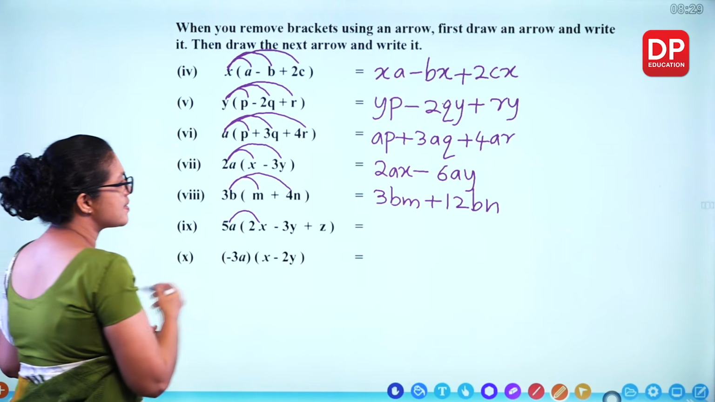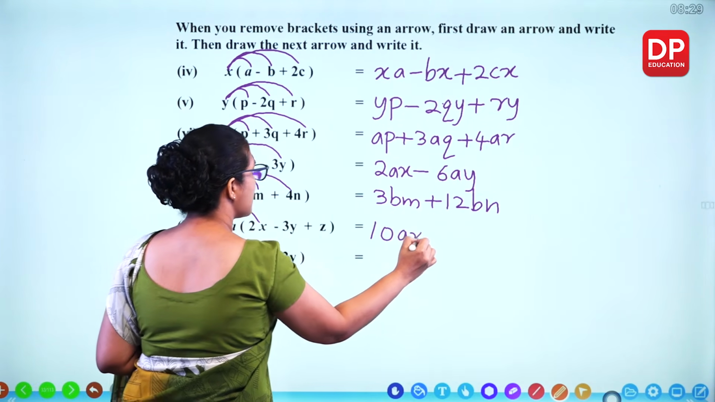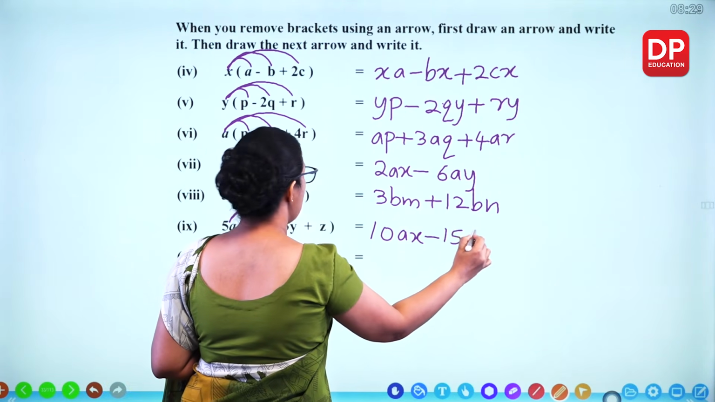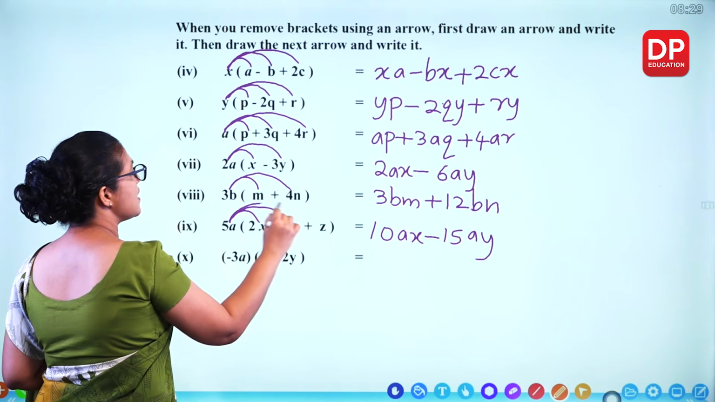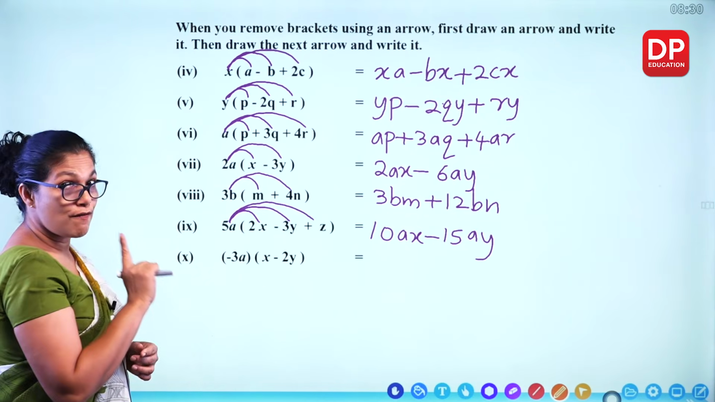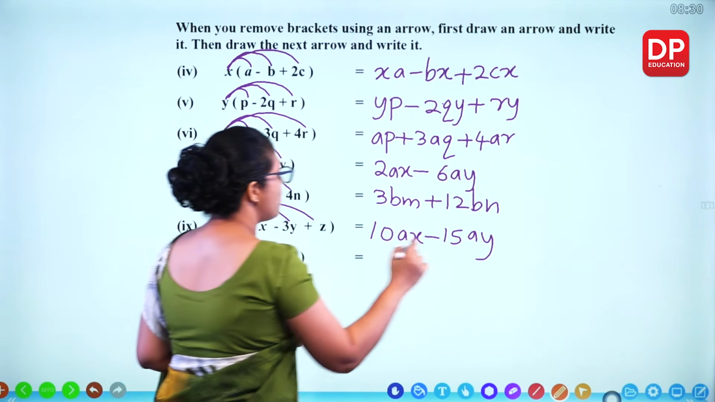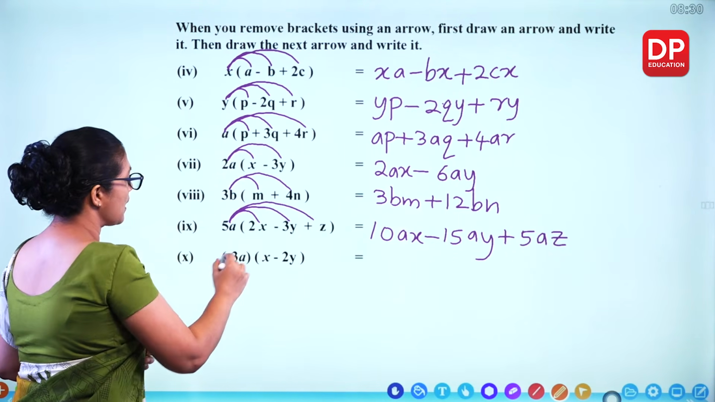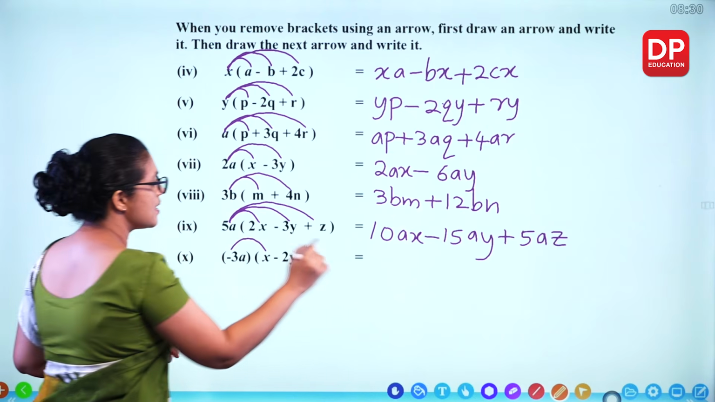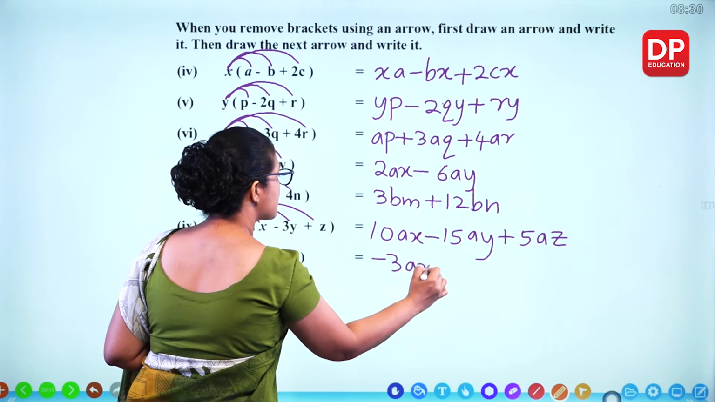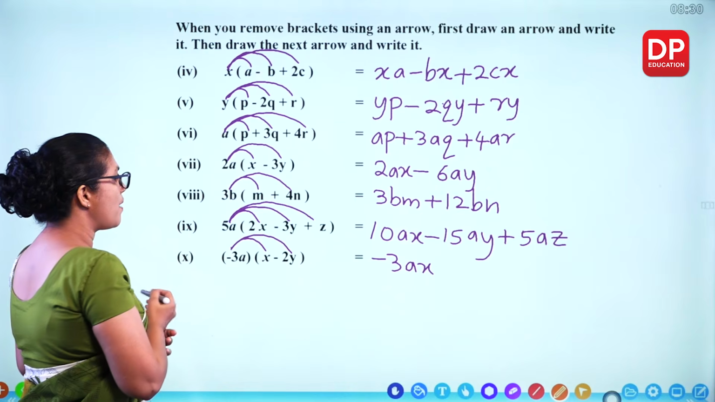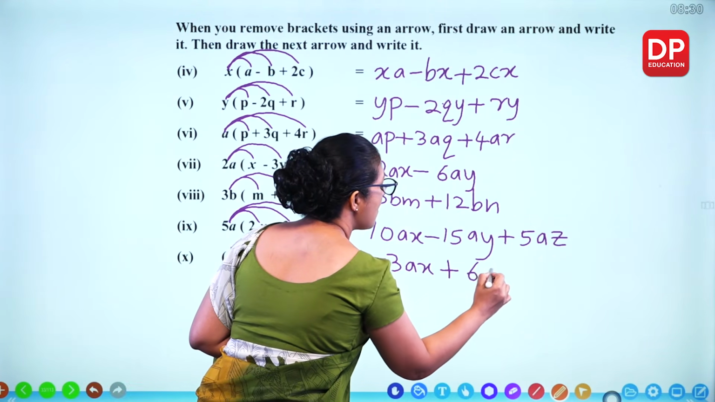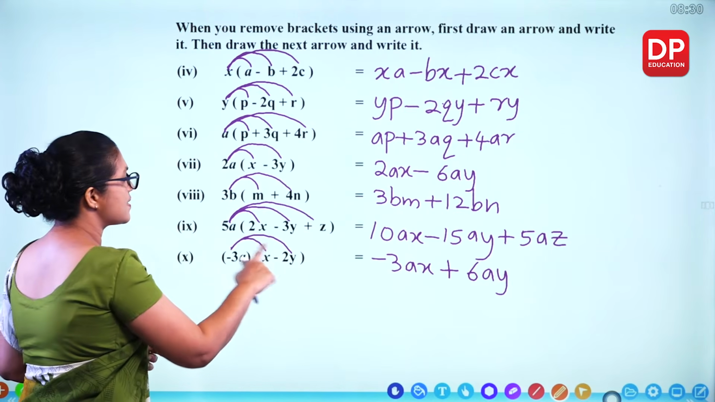5a into 2x, 10ax. 5a into minus 3y, minus 15ay. Here, 5a into z, 5az. Minus 3a into x, minus 3ax. Minus into minus, now you get plus 6ay, plus 6ay.